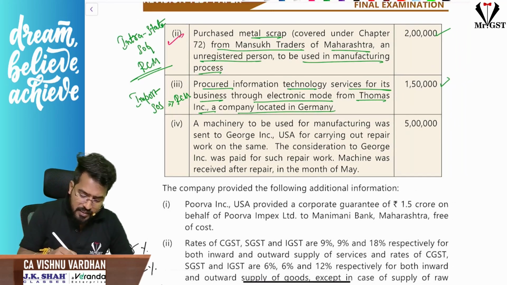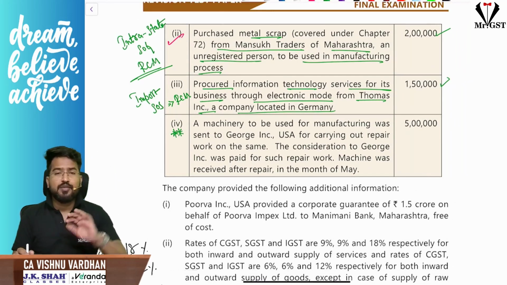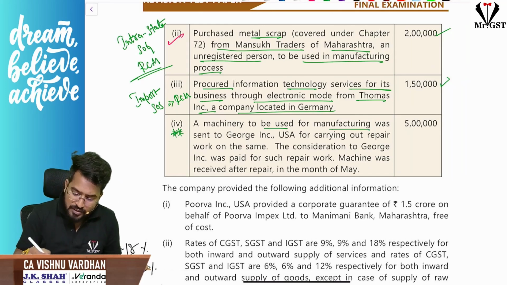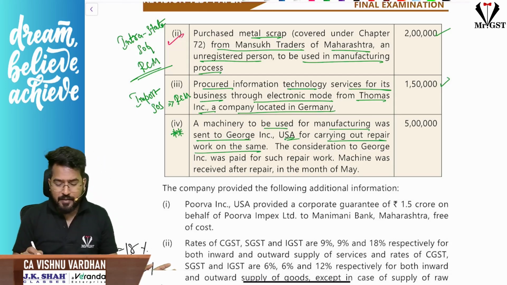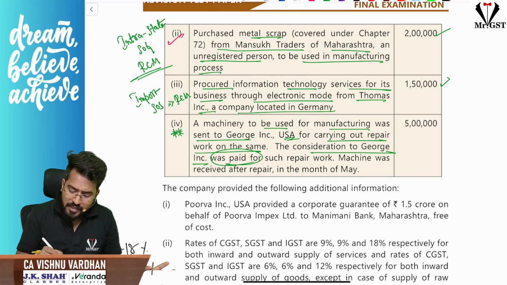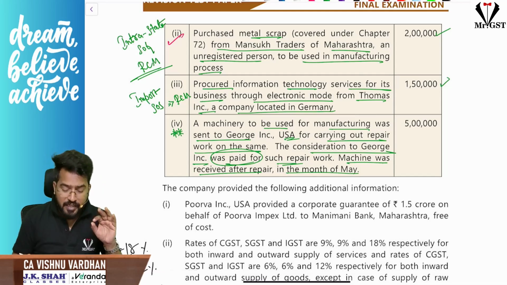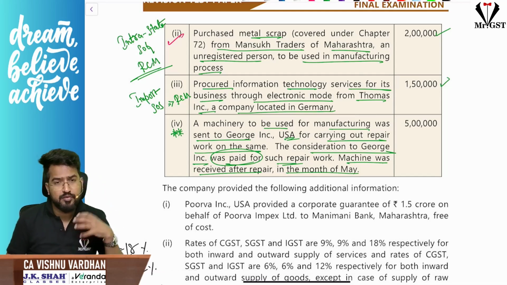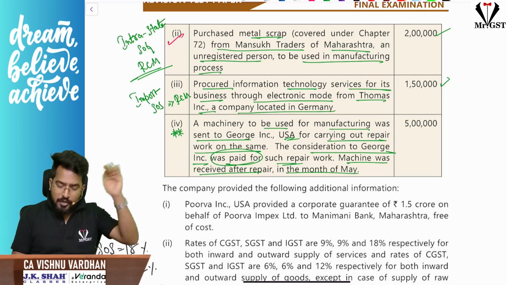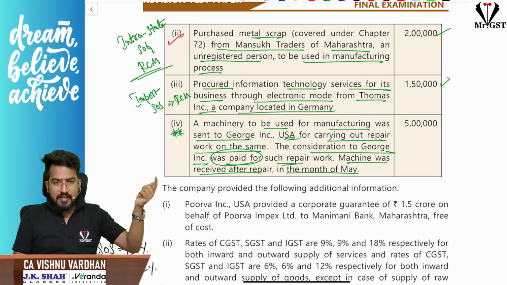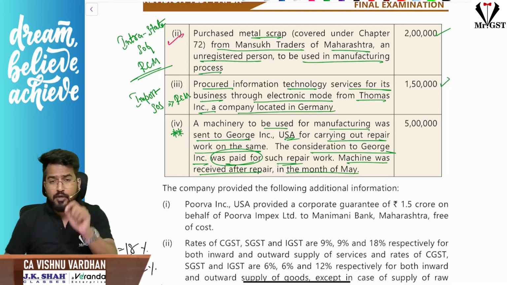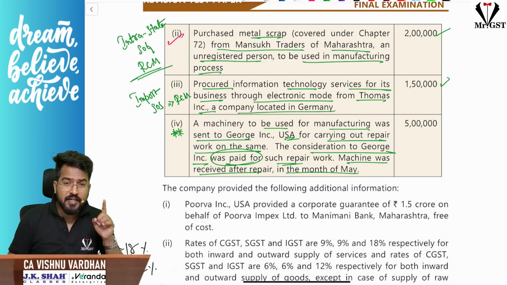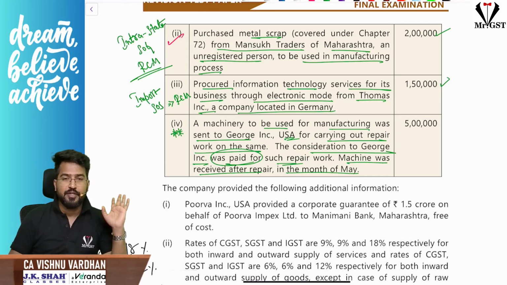Again, sir, this is another interesting adjustment. Please be careful here. Sir, what is this? A machinery to be used for manufacturing was sent to George Incorporation, USA for carrying out repair work on the same. The consideration to George Inc. was paid for such repair work. Machine was received after repair in the month of May. Please understand here: the machinery, which we use in the manufacturing process, we are sending for repair to USA. There the repair is getting done, and we are getting the machinery back to India. So what is the tax implication on this? Again, pause the video and think for a while. After thinking and getting your answer, then continue the video, please.